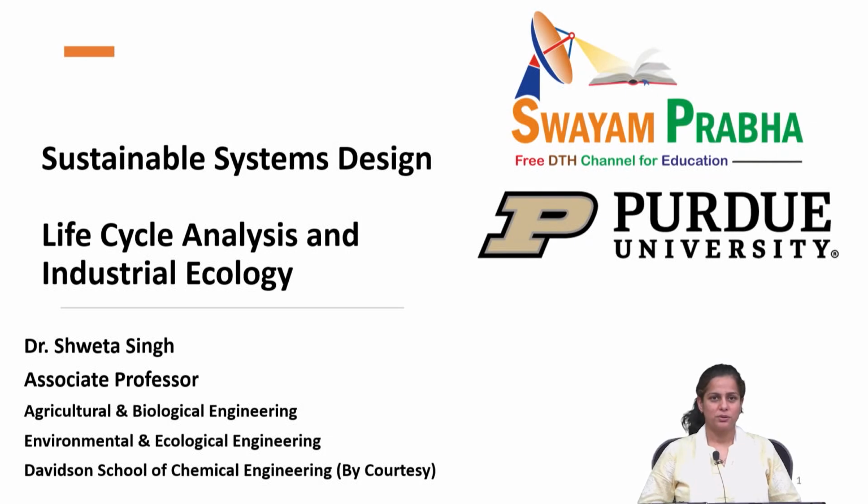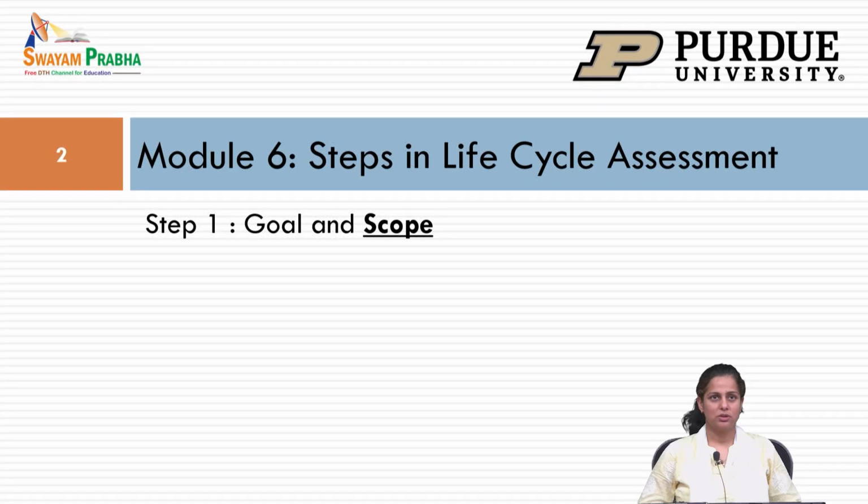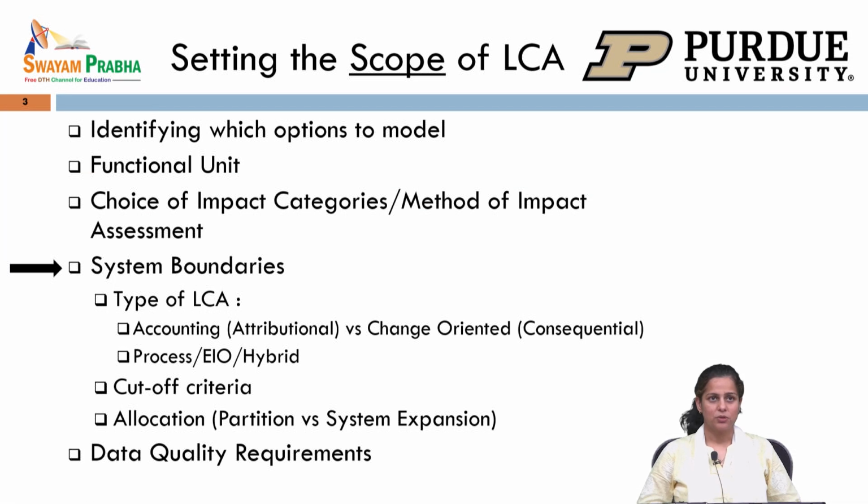Welcome to the module on system boundaries. So, this is the steps in life cycle assessment, and we are going through the scoping phase of LCA. We have already seen the first three steps for scoping, which is the identifying of options to model, functional unit selection, and choice of impact categories, which also affects the method of impact assessment later in the LCA steps.